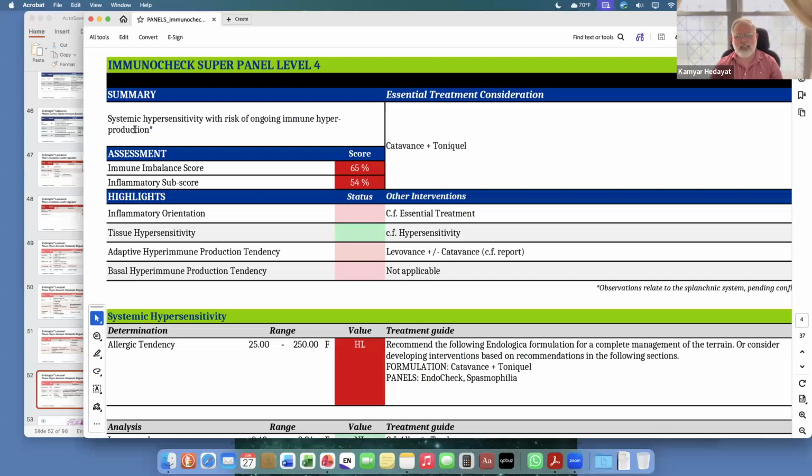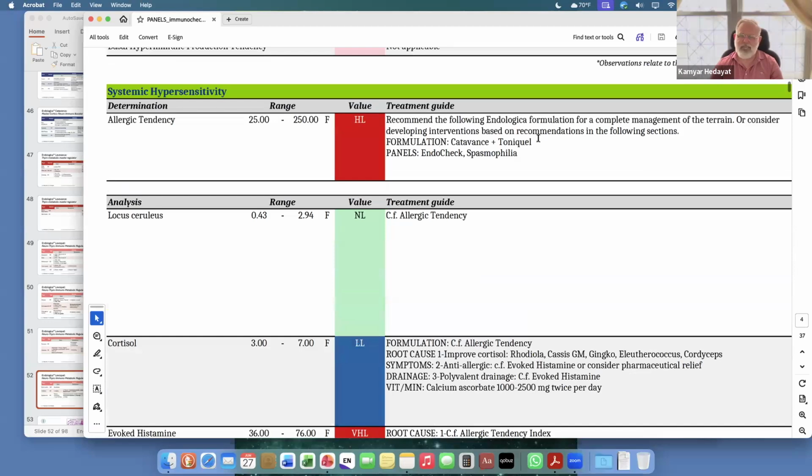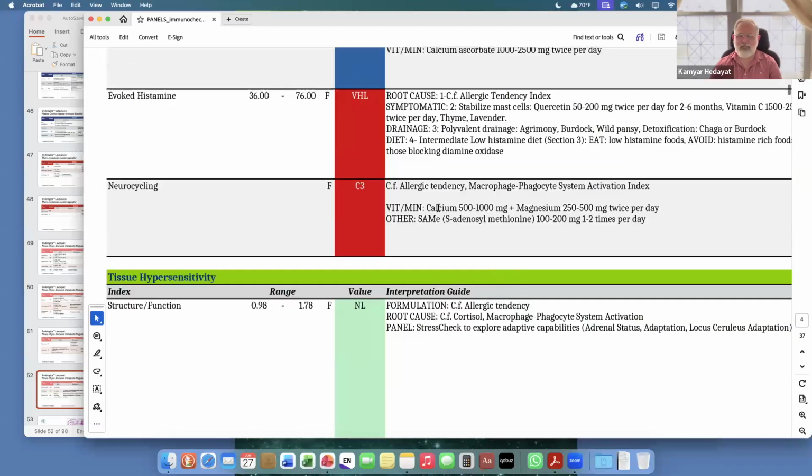So the top line assessment, allergic tendency, I've simplified the interpretation. It just has the Endologica formulations and other panels you can use to expand your understanding of the terrain. And then in the individual results, you'll find individual plants. And based on their actions, if it's, for example, improved cortisol, anti-allergic, polyvalent drainage. I tried to simplify the way you read the result. You'll see some vitamin mineral recommendations, dietary recommendations.